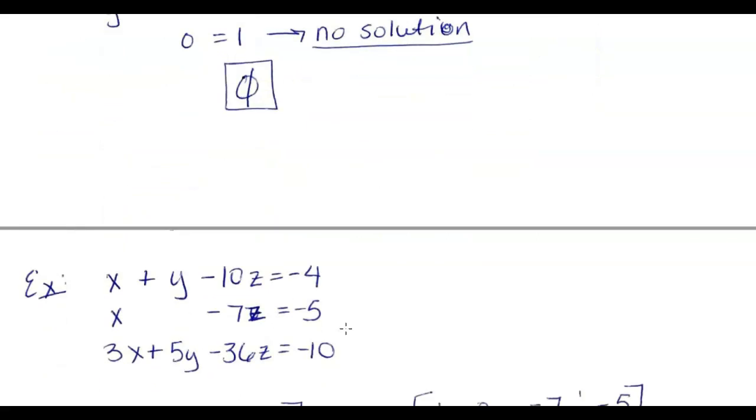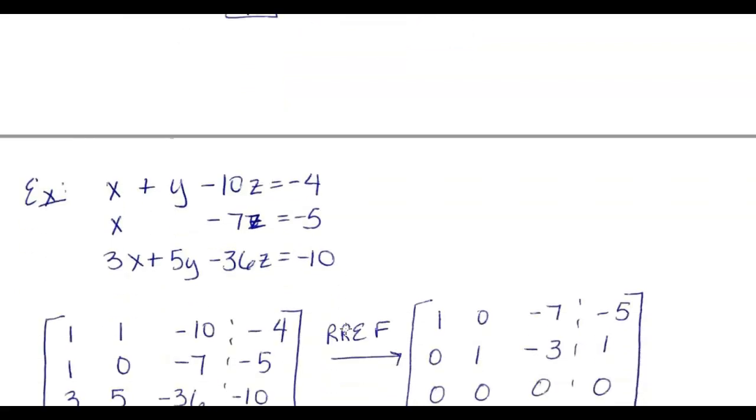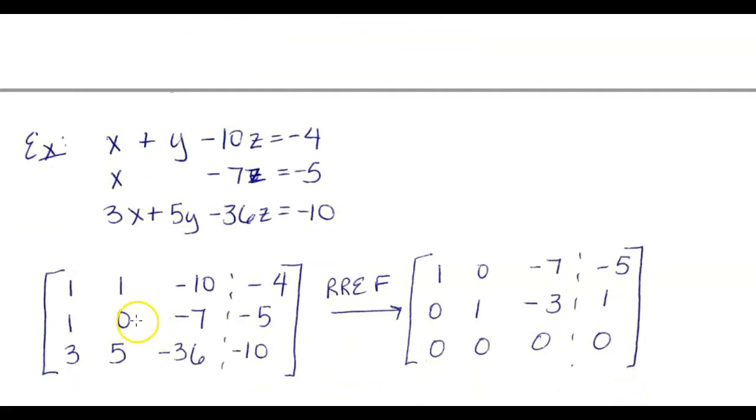So let's try another example. x plus y minus 10z equals negative 4. x minus 7z equals negative 5. And 3x plus y minus 36z equals negative 10. We will do the same thing to set this problem up. 1, 1, negative 10, negative 4. 1, 0, because there are no y's in the middle equation, so we put a 0 in that position, negative 7, negative 5. 3, 1, negative 36, negative 10.